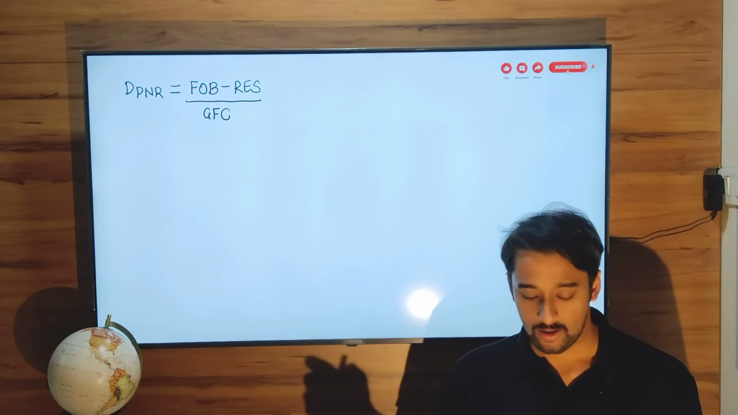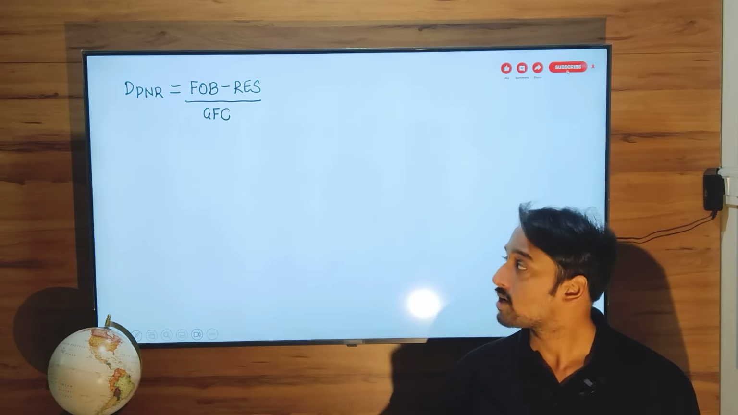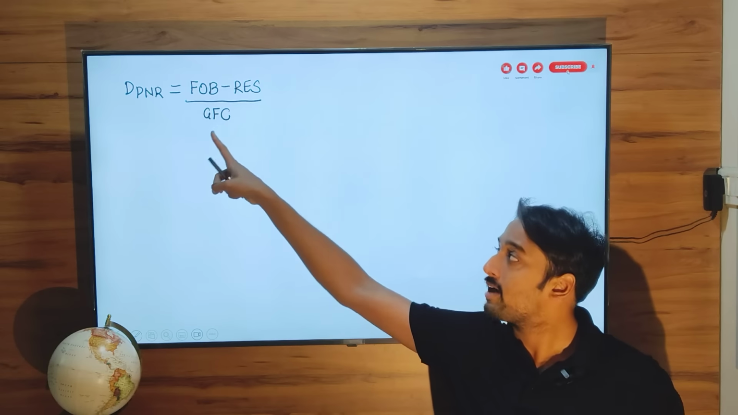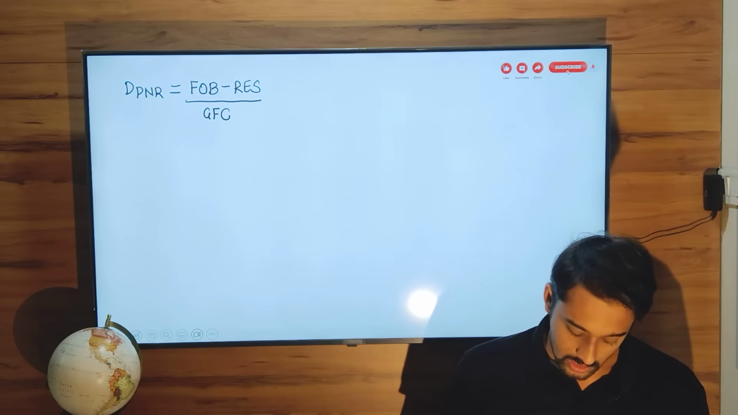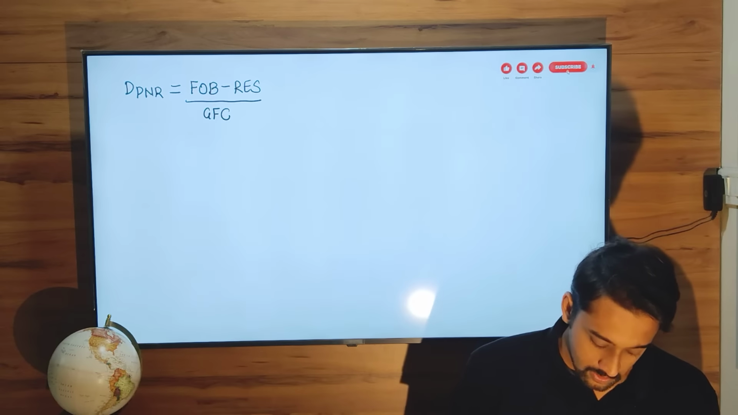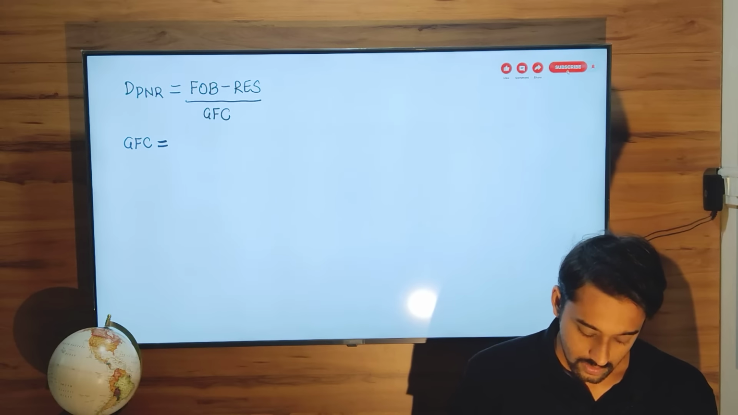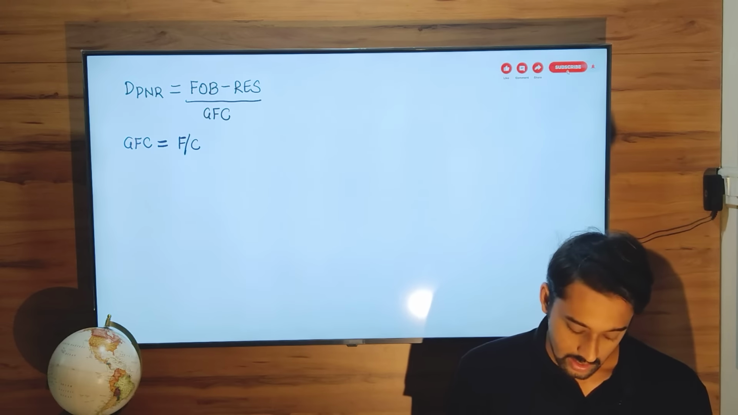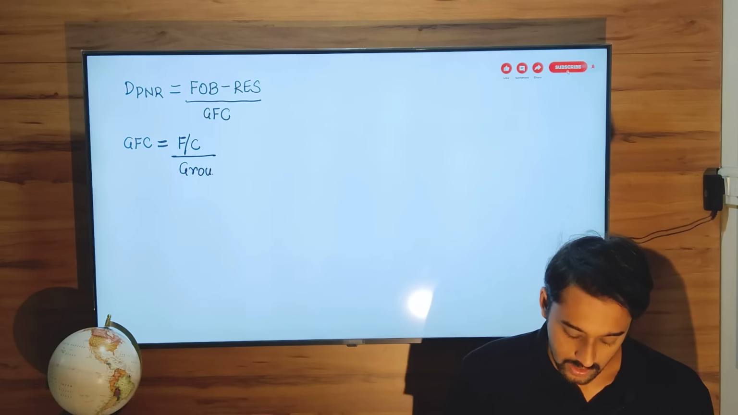Now in this formula, you can put distance to PNR, which is given to us. We have been given reserve fuel. We want to calculate fuel on board, and now we will solve gross fuel consumption. Now what is the gross fuel consumption formula? Gross fuel consumption is equal to your fuel consumption rate divided by ground speed.